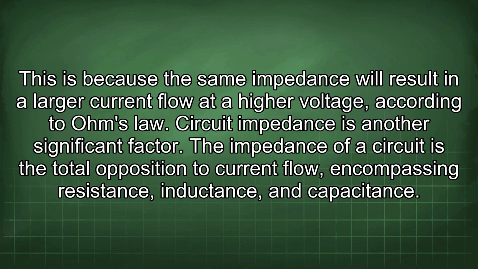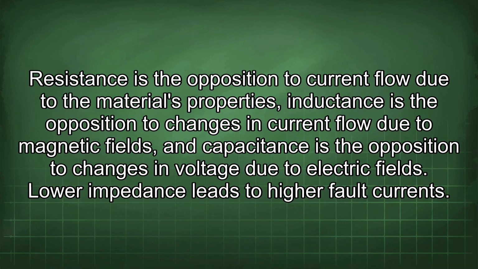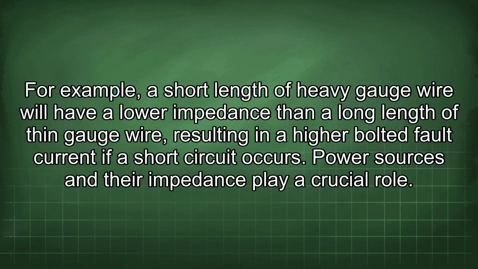Circuit impedance is another significant factor. The impedance of a circuit is the total opposition to current flow, encompassing resistance, inductance, and capacitance. Resistance is the opposition to current flow due to the material's properties, inductance is the opposition to changes in current flow due to magnetic fields, and capacitance is the opposition to changes in voltage due to electric fields. Lower impedance leads to higher fault currents. For example, a short length of heavy gauge wire will have a lower impedance than a long length of thin gauge wire, resulting in a higher voltage fault current if a short circuit occurs.